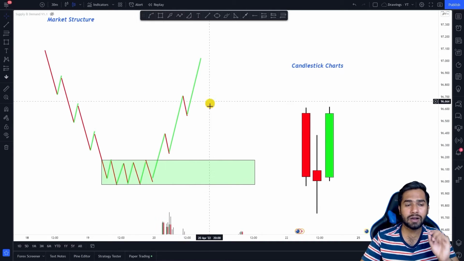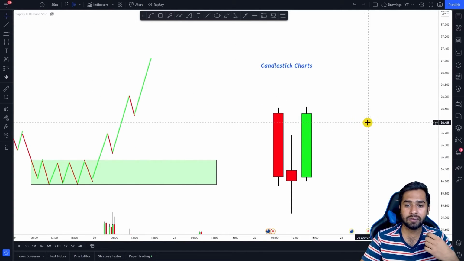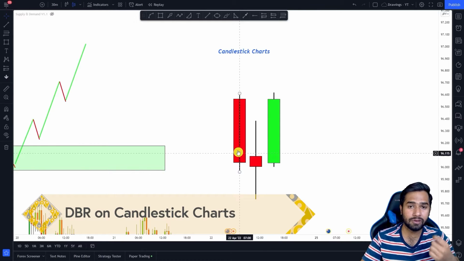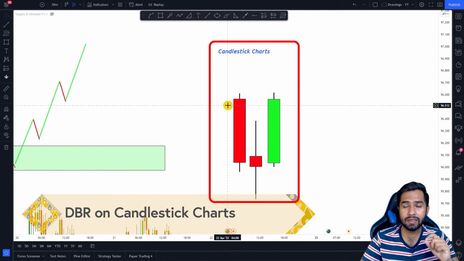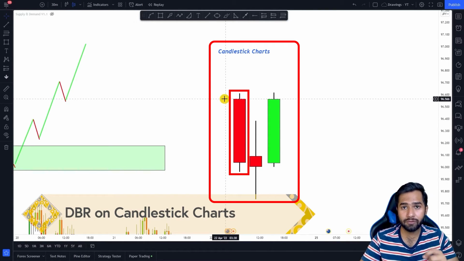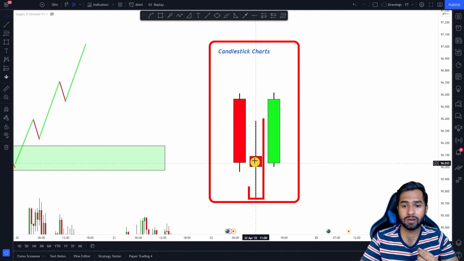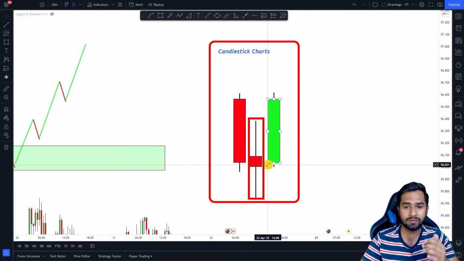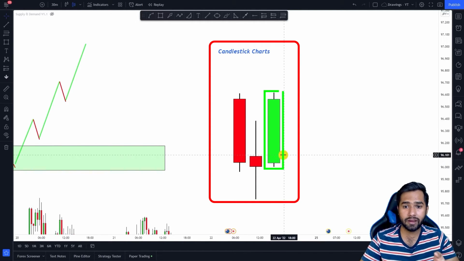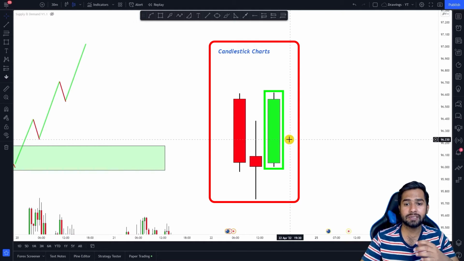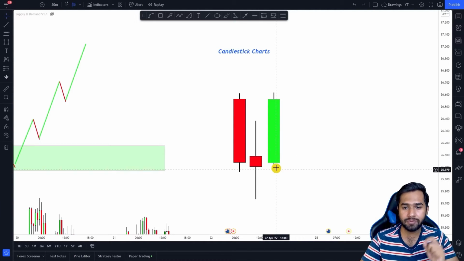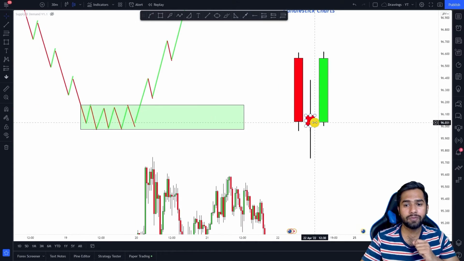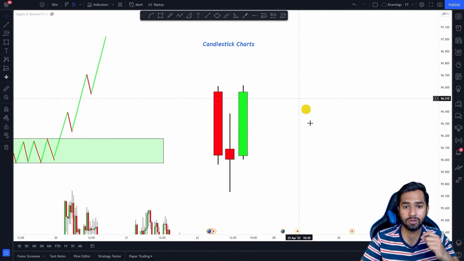When we move from market structure to how we can detect it on candlestick charts, we'll be looking for these candles. The first candle is a big bearish candle with a big body, which represents huge seller momentum. The second candle is a small-bodied candle with long shadows, which represents that the market is in an indecision phase. The third candle is a big bullish candle, which represents that the buyers are in very good momentum and controlling the market. So this is how it looks on candlestick charts.